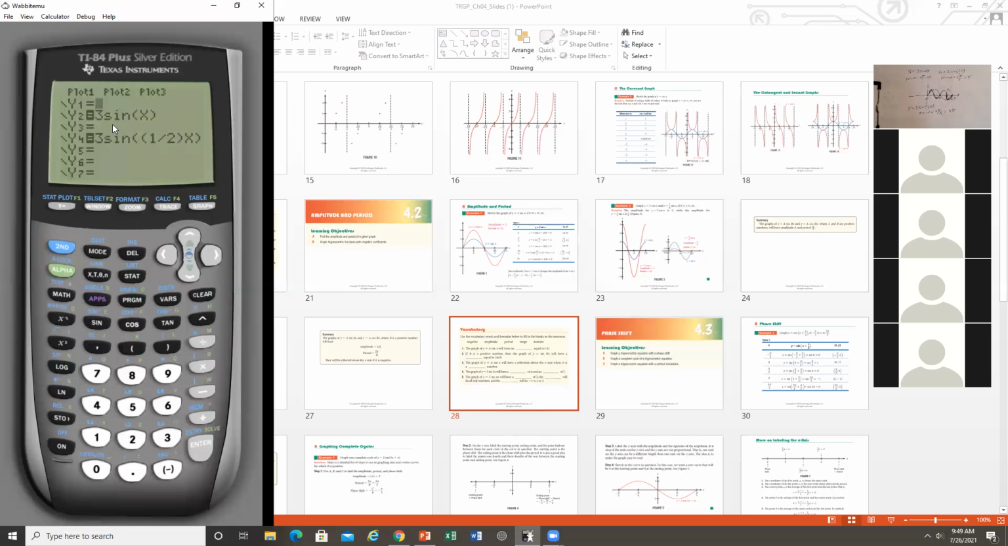2 cycles. Because the period of the first function is only 2 pi, but I've extended my x-axis to go from 0 all the way out to 4 pi. So you'll see the graph of one cycle of the second function, but now the graph of 2 cycles of the first function. Here we go. Let's test it out. So here comes the graph of 2 cycles of y equals 3 sine x. Here comes the graph of one cycle of y equals 3 sine 1/2 x.